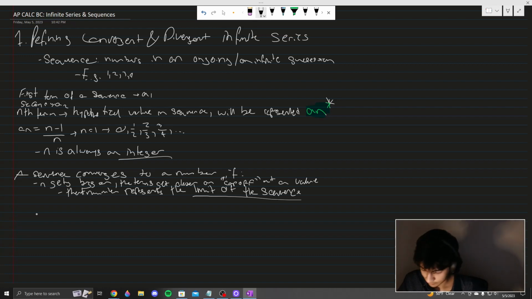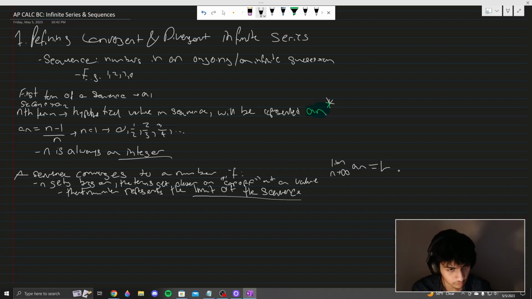If the technical definition is too confusing, we can define it as the limit as n approaches infinity of a sub n equals L. Then we can say the sequence converges because it approaches a finite value. Okay, and that value is represented by L. L is a constant.